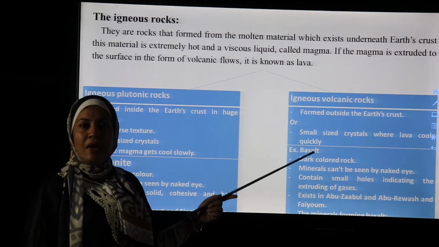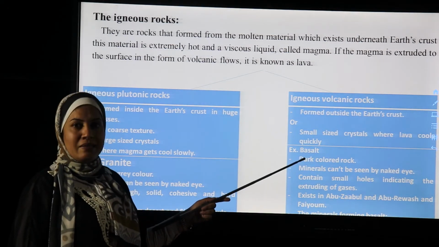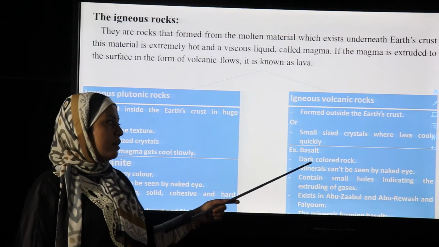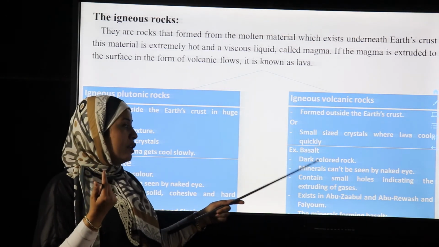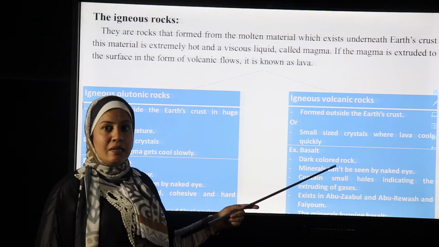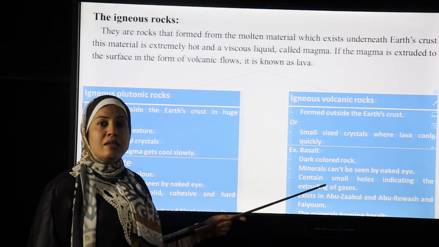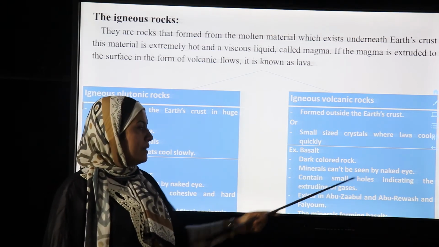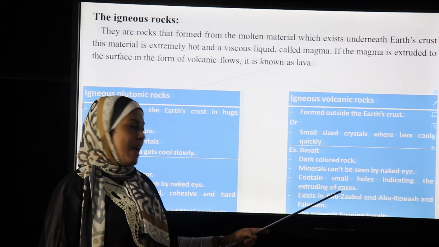But the example of igneous volcanic rocks is basalt. Basalt rock is a dark colored rock. Minerals can't be seen by the naked eye, and it contains small holes indicating the extruding of the gases.